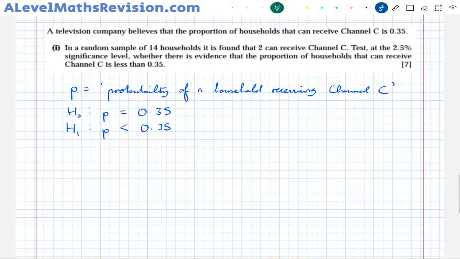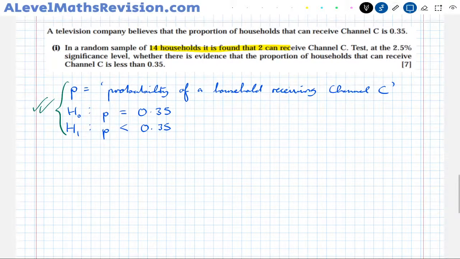So already we've gained 2 marks. Those 3 statements between them are worth 2 marks. It differs slightly from exam board to exam board, but if you write that, you're guaranteeing yourself the marks. Right, so the next bit, we're going to perform the test. We find that 14 households are tested and only 2 can receive it.